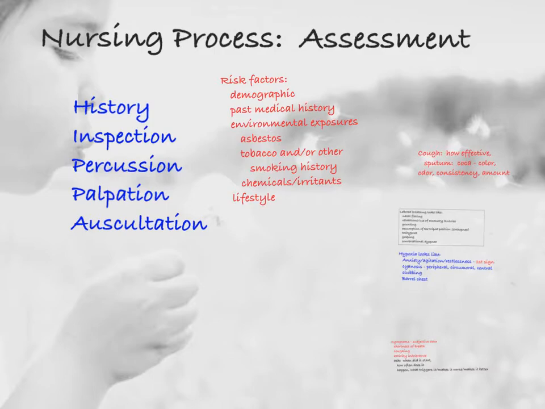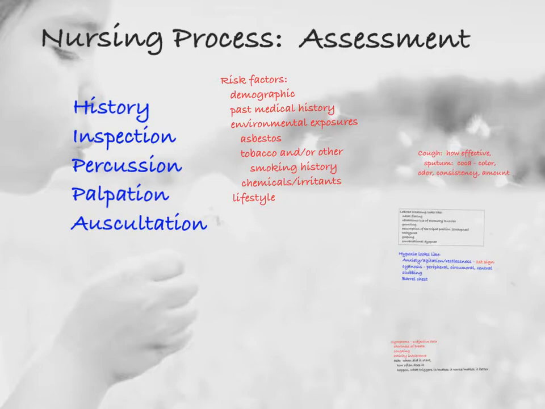Environmental exposures. We're going to look particularly at things like asbestos, allergens, tobacco, and other smoking history. Very, very important. We want to know how many packs a day that person smokes and for how long, and that'll give us a formula called pack years. For example, if I've smoked for 15 years and I smoke 2 packs a day, I have a 30-pack year history, and that correlates with a risk for COPD, lung cancer, and other disorders.